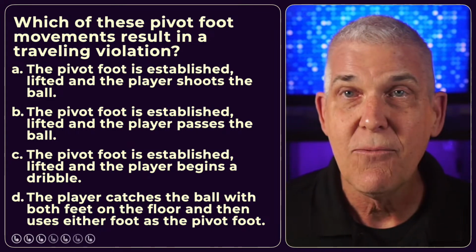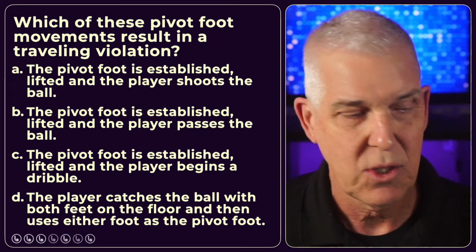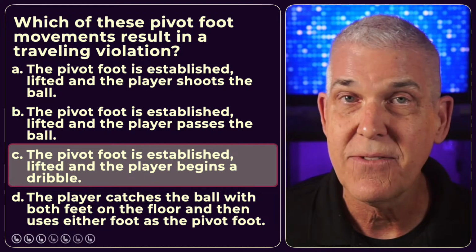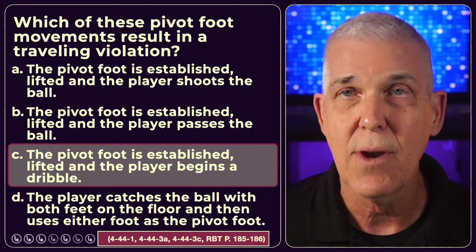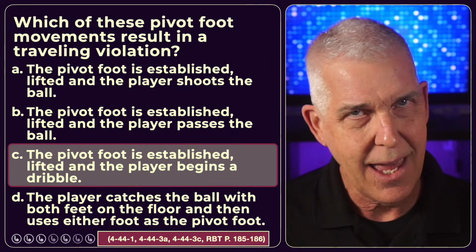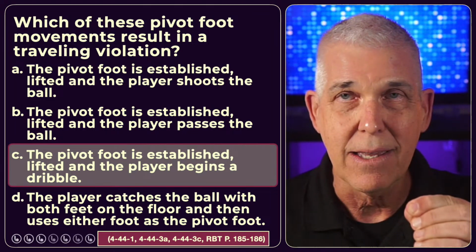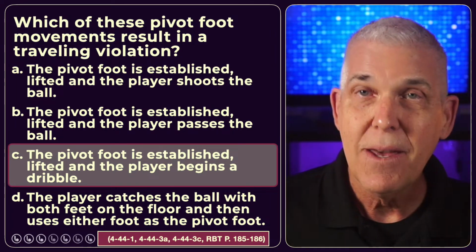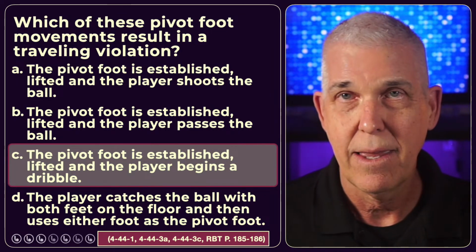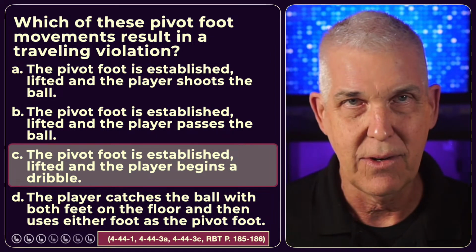Of course, a pivot foot cannot be lifted and then a dribble commence. So our correct answer here would be C. The pivot foot is established, lifted, and the player begins a dribble. This would be a traveling violation by rule. Really critical to understand A and B. Pivot foot being lifted is not traveling. Pivot foot being lifted and returned to the floor is traveling. Pivot foot being lifted and a dribble commencing is traveling.